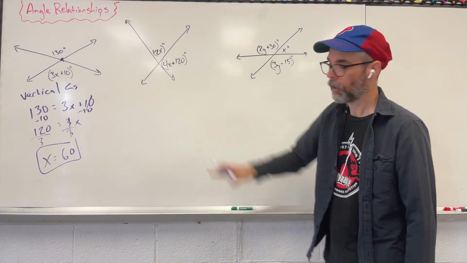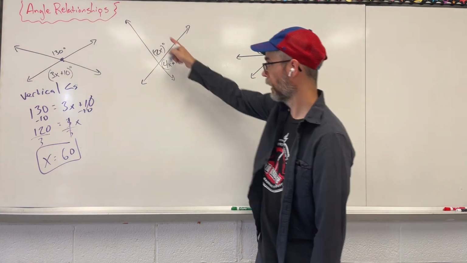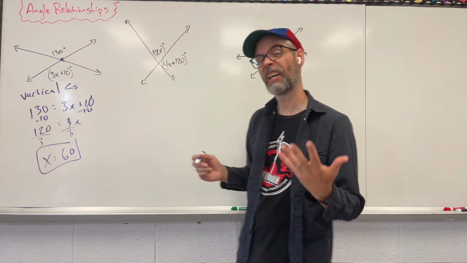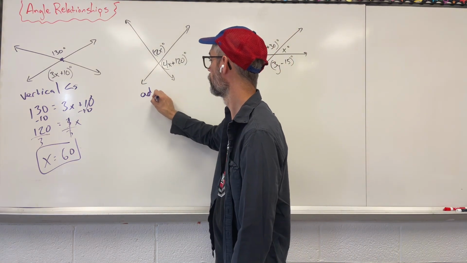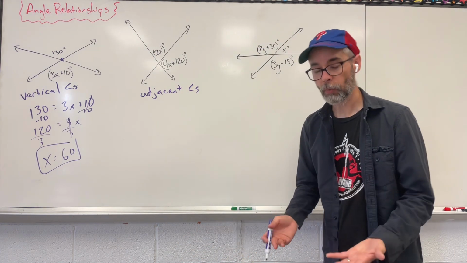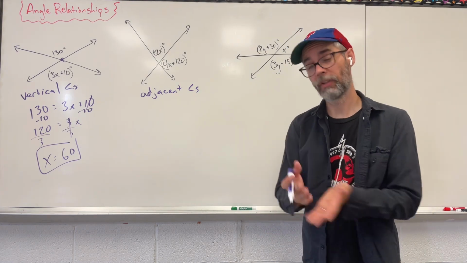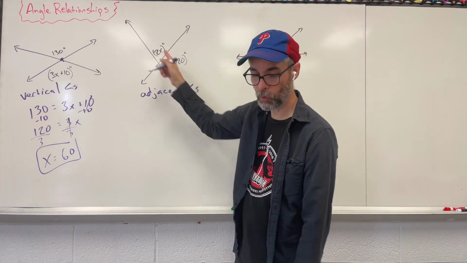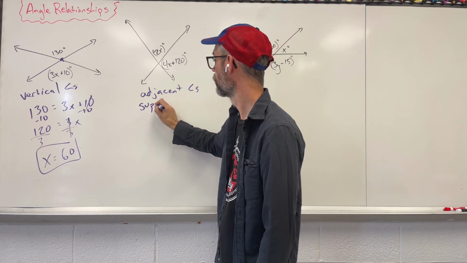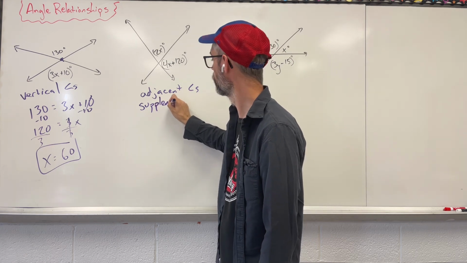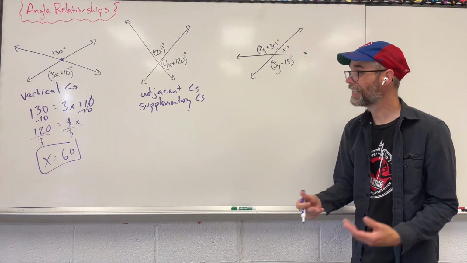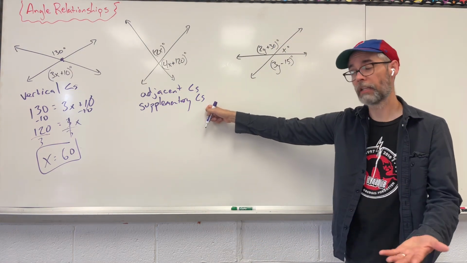Next one over here. We have two angles that are next to each other. When we have two things that are next to each other, that's a fancy way of saying adjacent angles. Now, what do we know about adjacent angles? Well, specifically these adjacent angles form a linear pair, or supplementary angles. What does that mean? Supplementary angles is 180 degrees.